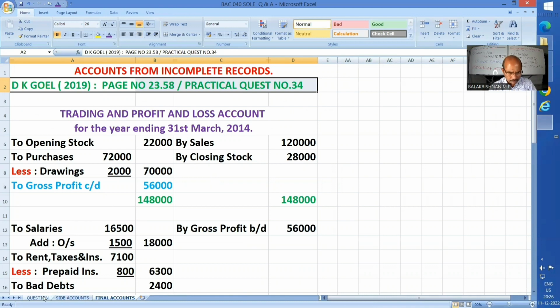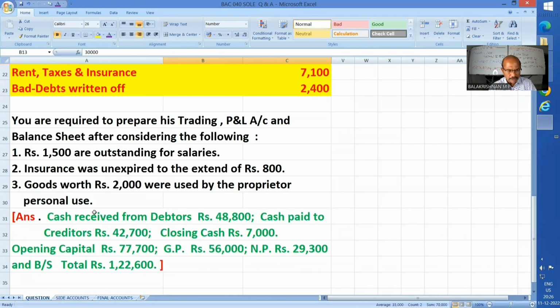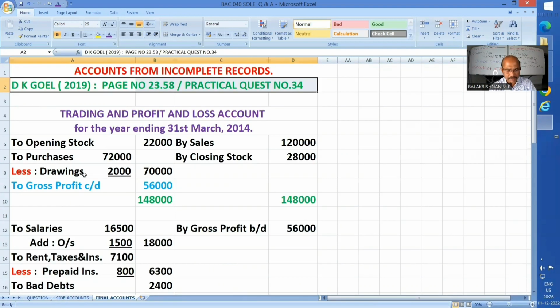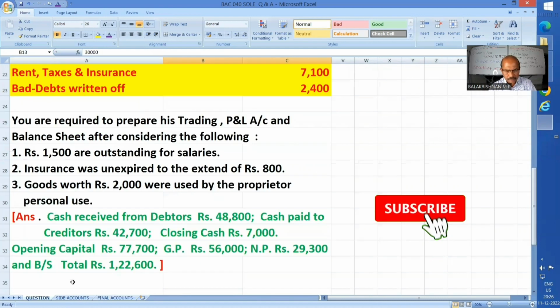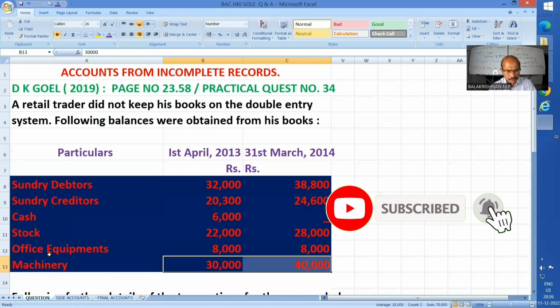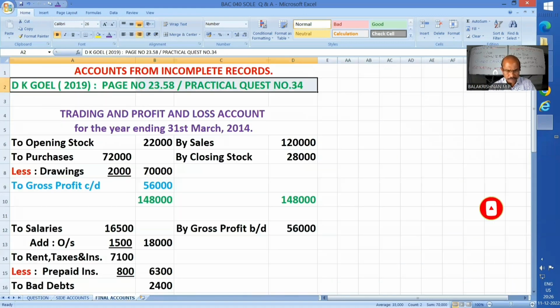However, we have been told that goods worth rupees 2,000 were used by the proprietor. This is for personal use. So, less drawings. So this is the effective purchase for trading purpose, 70,000. And closing stock, of course, is given here, 28,000. And the difference is gross profit, which I am bringing here.